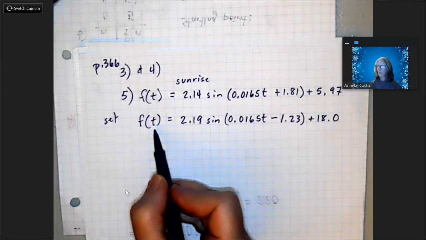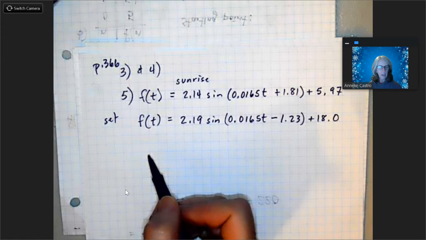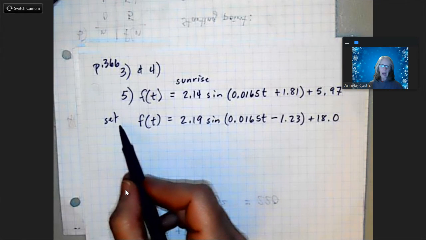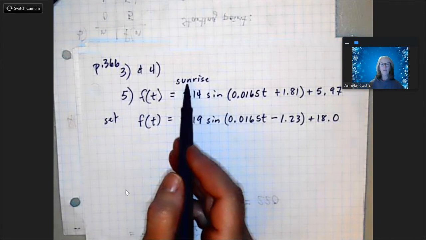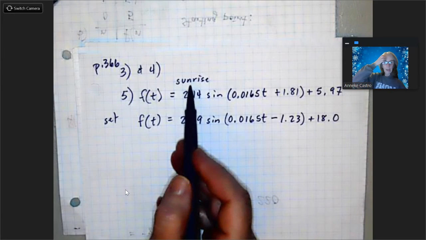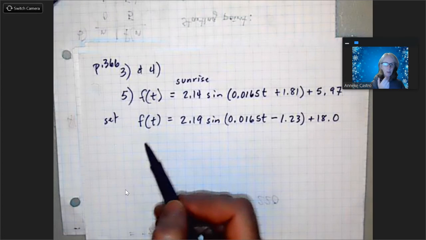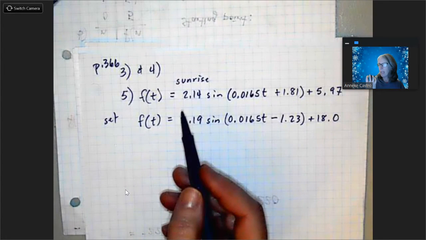Now they want us to write a function that will model the length of daylight. How much daylight is there going to be? Well, if I know that the sun is setting at, say, 5 o'clock in the evening, and it rose at 5 o'clock in the morning, well, what's the difference between those? Well, that's 12 hours in between. So there's going to be 12 hours of daylight.